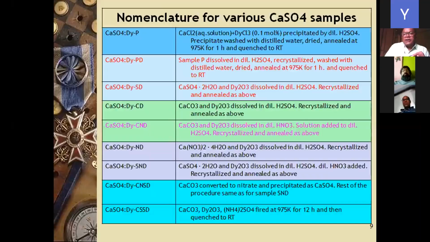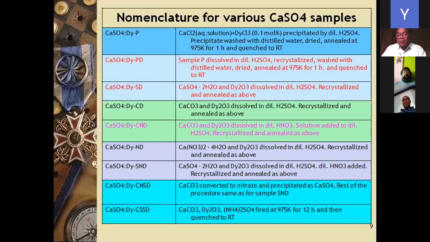Sm2O3 dissolved in distilled process, recrystallized and annealed as a bar. Then D stands for carbonate precursor, and again recrystallized and annealed as a bar. C and D is nomenclature given for CaCO3 dissolved in distilled HNO3, nitrate.